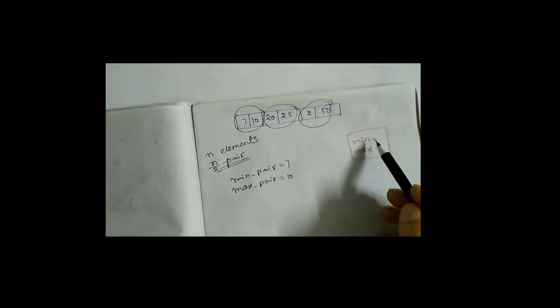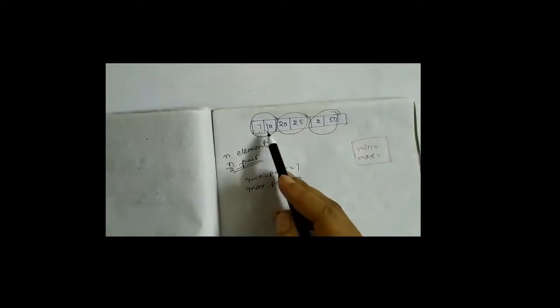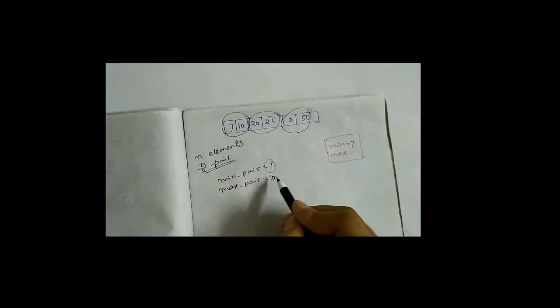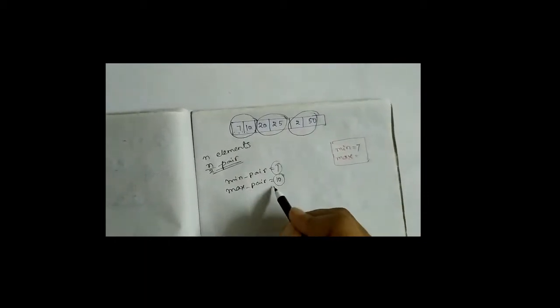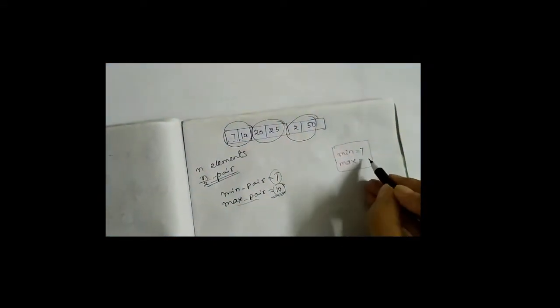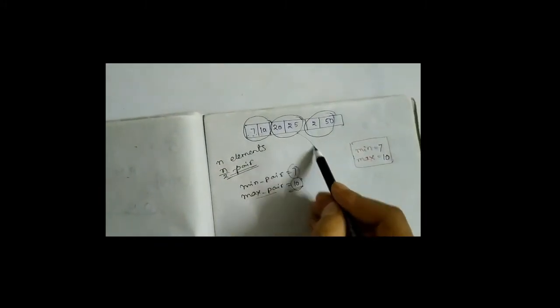Now I didn't have any value in the minimum and maximum. So after the comparison of the first pair, I am putting this minimum in the structure minimum, and I am keeping this 10, the maximum of the first pair, in my maximum. Then we will check the second pair.